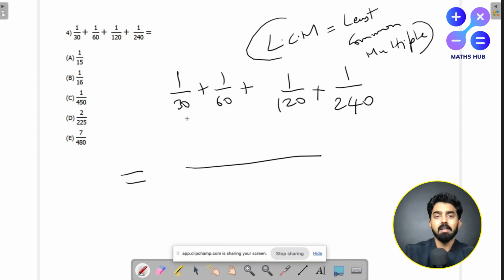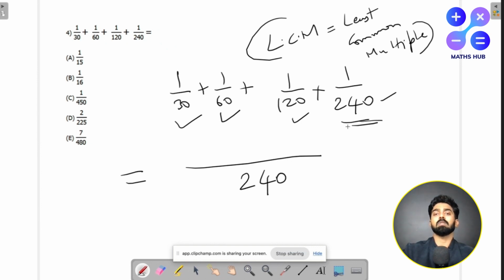So in this case, it's actually pretty straightforward. You know that 60 is a multiple of 30, 120 is a multiple of 60, 240 is a multiple of 120, which means 240 is the LCM because 240 is a multiple of itself, 120 is a factor of 240, 60 is a factor of 240, 30 is a factor of 240 because 30 is a factor of 60, and 60 is a factor of 120. So 240 is the LCM, and that's very, very straightforward.